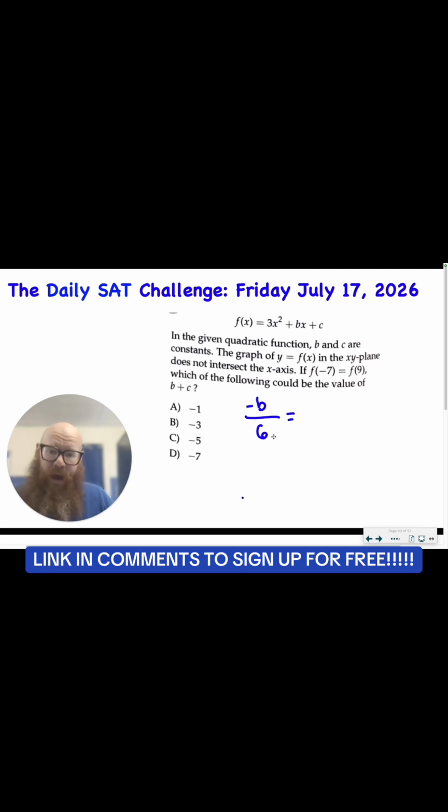And another way is to use symmetry. If these are equal to each other, and you think about how a parabola is symmetric, then the x-coordinate of the vertex is going to be in the middle of those two. So just the average. The average of negative 7 and 9 is 1, because negative 7 plus 9 is 2, and 2 divided by 2 is 1. So this tells me that b itself is equal to negative 6. I can find b just by understanding that.